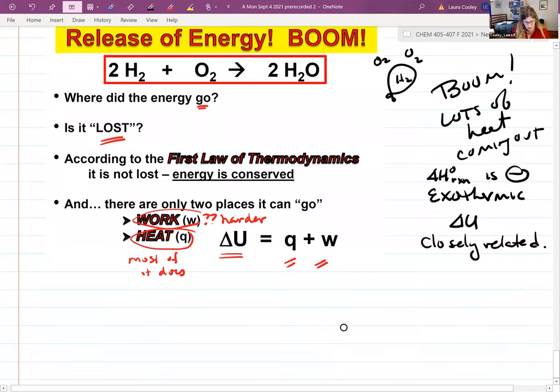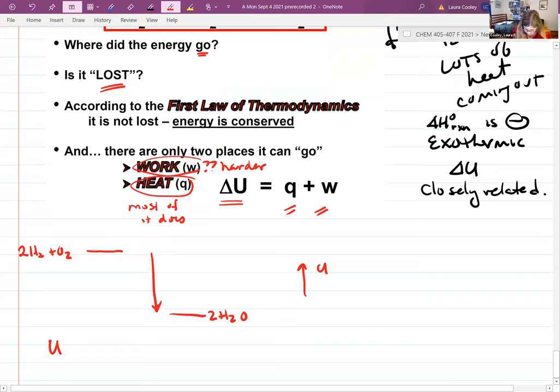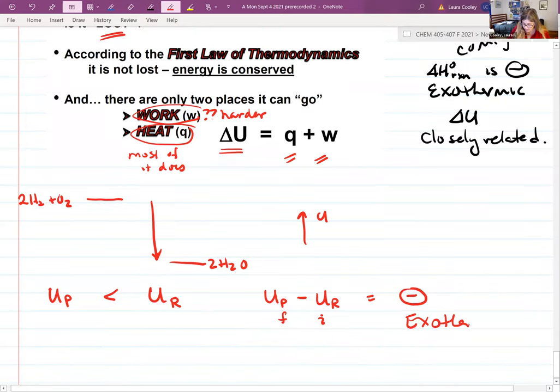Because there's a great big boom when this reaction happens, it tells me that the two H2Os are much lower in energy on the U scale, that the internal energy of the products is less than the internal energy of the reactants. So U products minus U reactants, which is sort of like U final minus U initial, is negative. And this is an exothermic reaction.